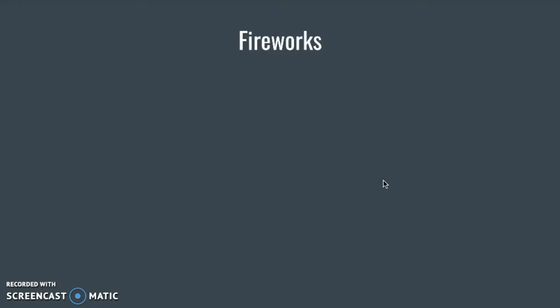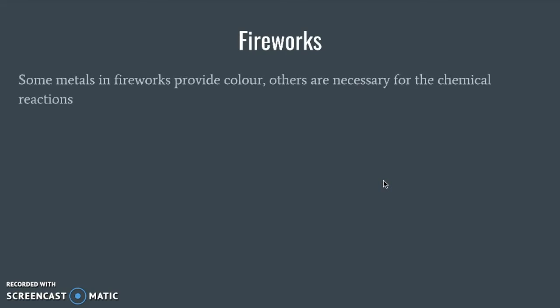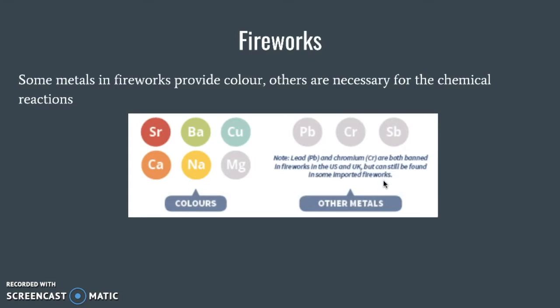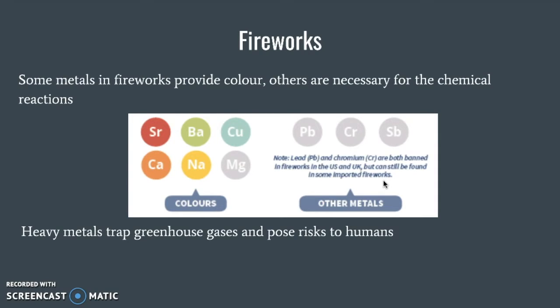Now, despite fireworks being a spectacular phenomenon to watch, their environmental impact every year worsens the atmosphere more and more. Fireworks work based on the release of various metals. Some of these provide color, others are just there for the necessary chemical reactions. And as you can see from this diagram, fireworks release what are called heavy metals, being lead, chromium, and antimony. Now, these heavy metals lingering in the atmosphere not only increase health risks for humans, they thicken the atmosphere and trap greenhouse gases, which we know is bad.